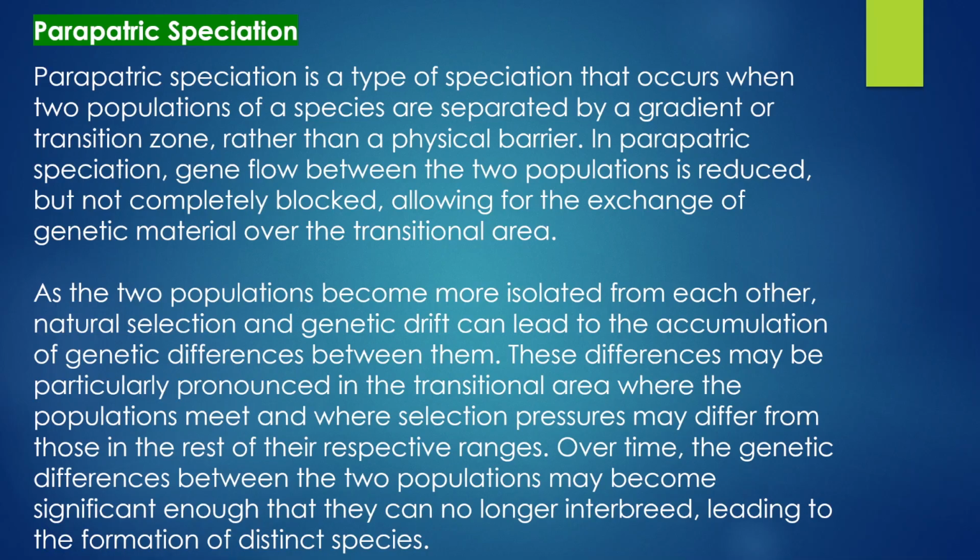These differences may be particularly pronounced in the transitional area, where the populations meet and where selection pressures may differ from those in the rest of the respective ranges. Over time, the genetic differences between the two populations may become significant enough that they can no longer interbreed, leading to the formation of distinct species.